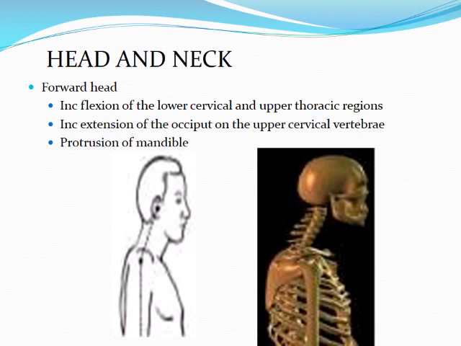Deviation from optimal alignment in the sagittal plane under head and neck. The first deviation to be discussed is forward head or forward neck posture, where we have an increased flexion of the lower cervical and upper thoracic region, an increased extension of the occiput on the upper cervical vertebrae, also said as protrusion of the mandible.